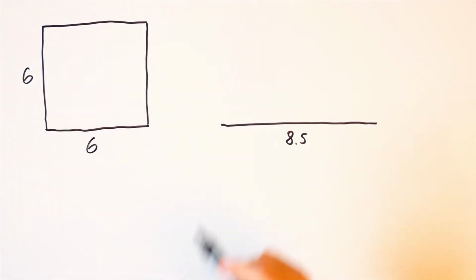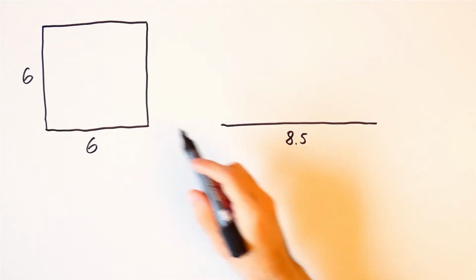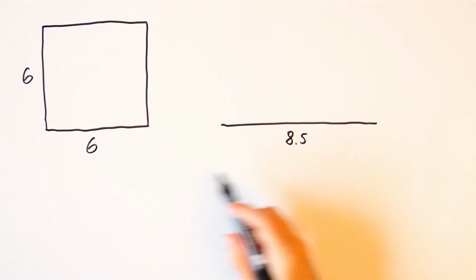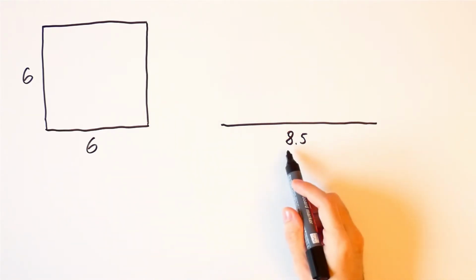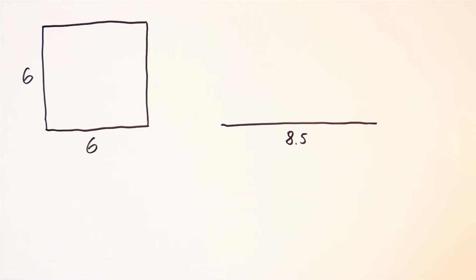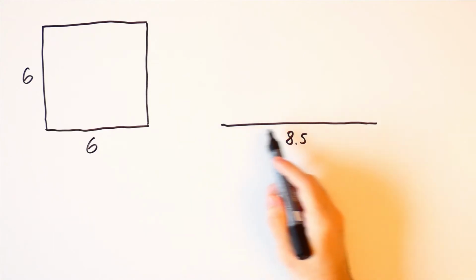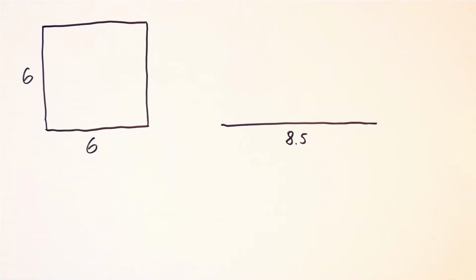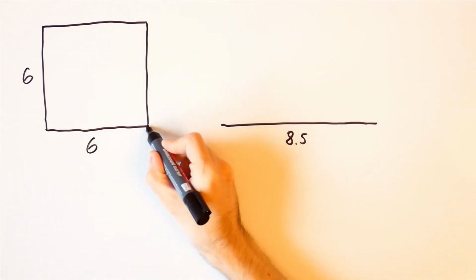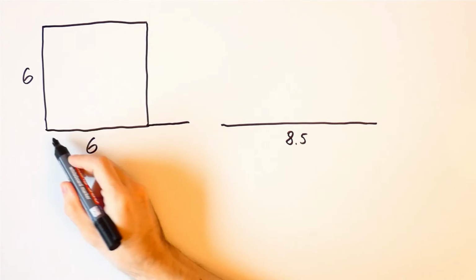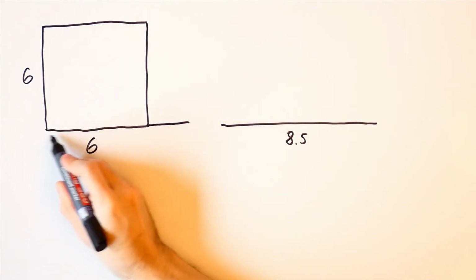Just as before, suppose we want to find a rectangle that has the same area as this square, but now one side of the rectangle is 8.5. So we want to divide the square into parts and then assemble a rectangle from those parts. Pause the video if you want to try it yourself first. Now here is how we'll do it. Let this length be 8.5.